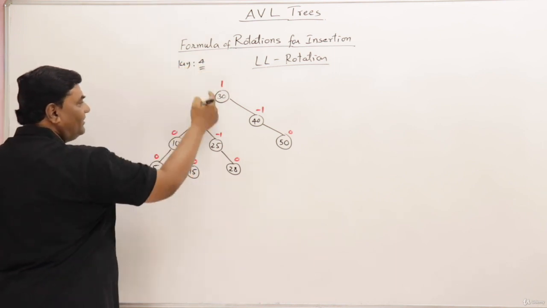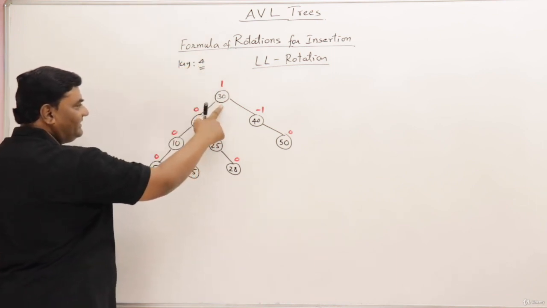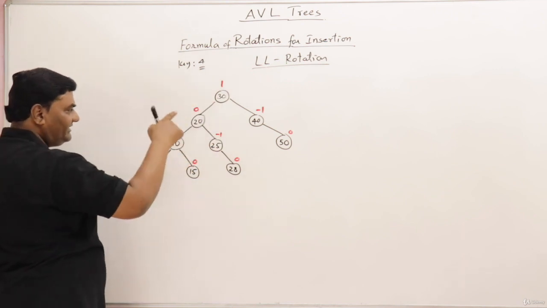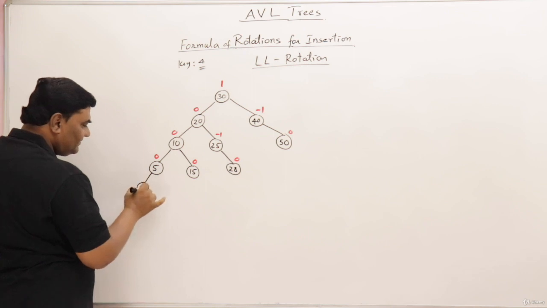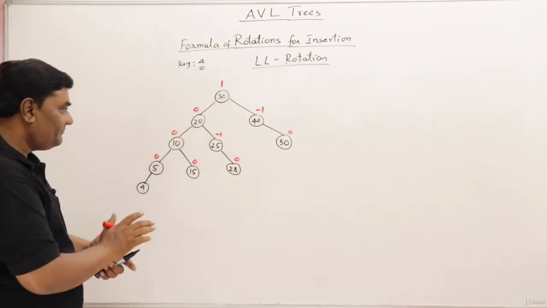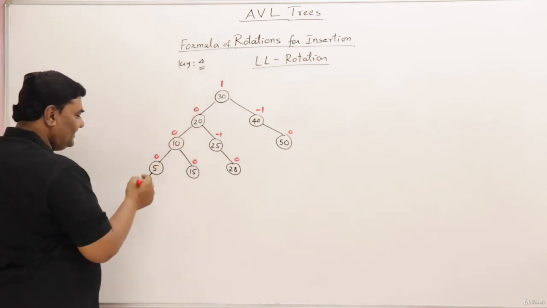4 is smaller than 30, and also smaller than 20, smaller than 10, smaller than 5. So it comes here. Once it comes here, the balance factors along this path will update.